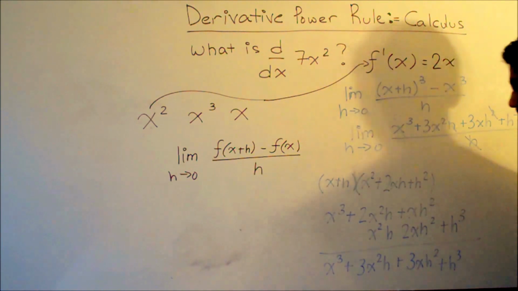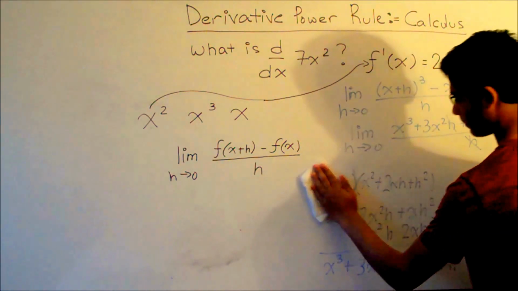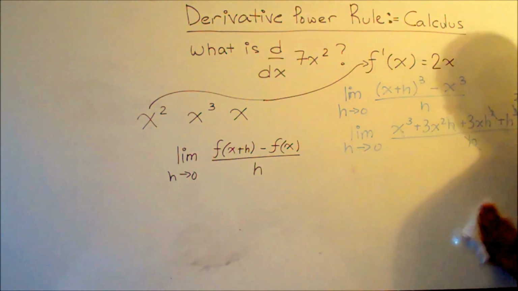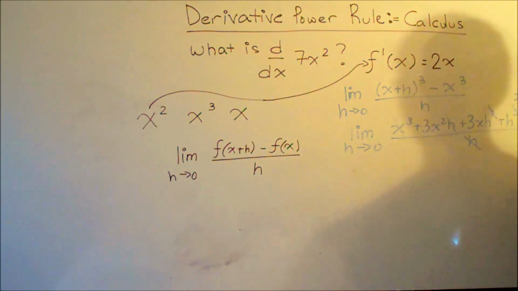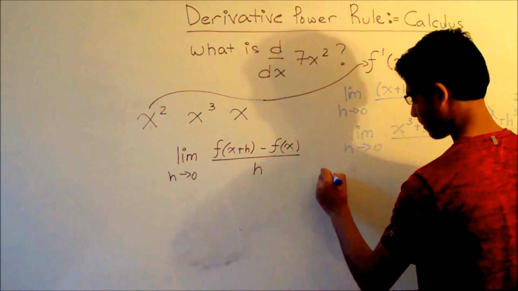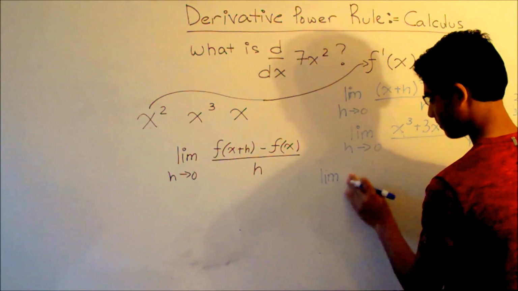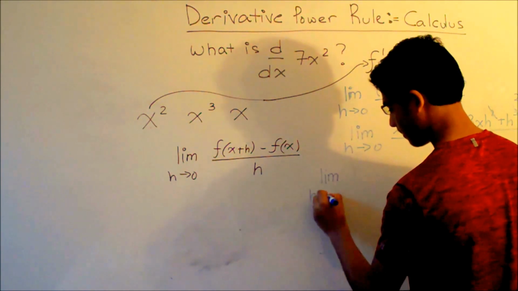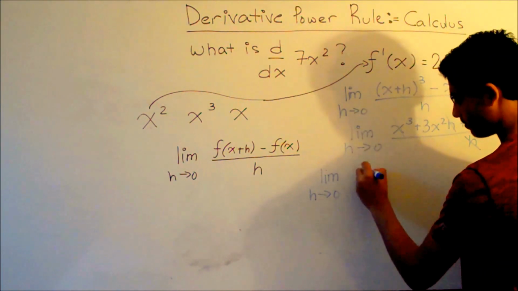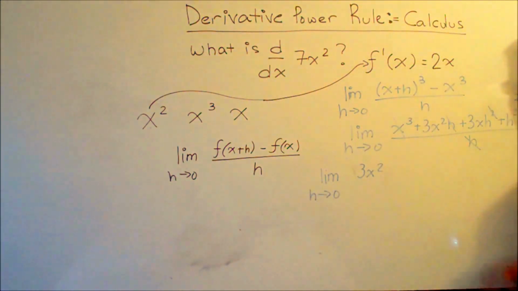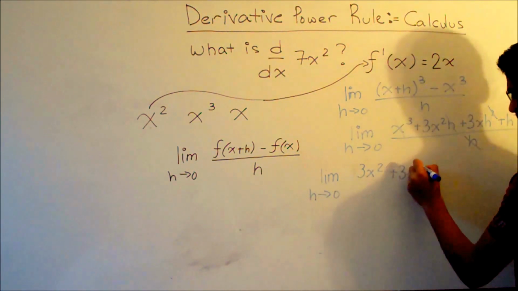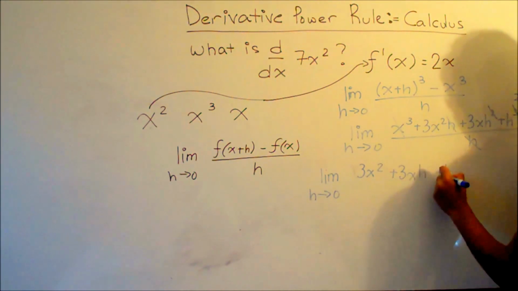So, we're left with the limit as h approaches 0 of 3x squared plus 3xh plus h squared.